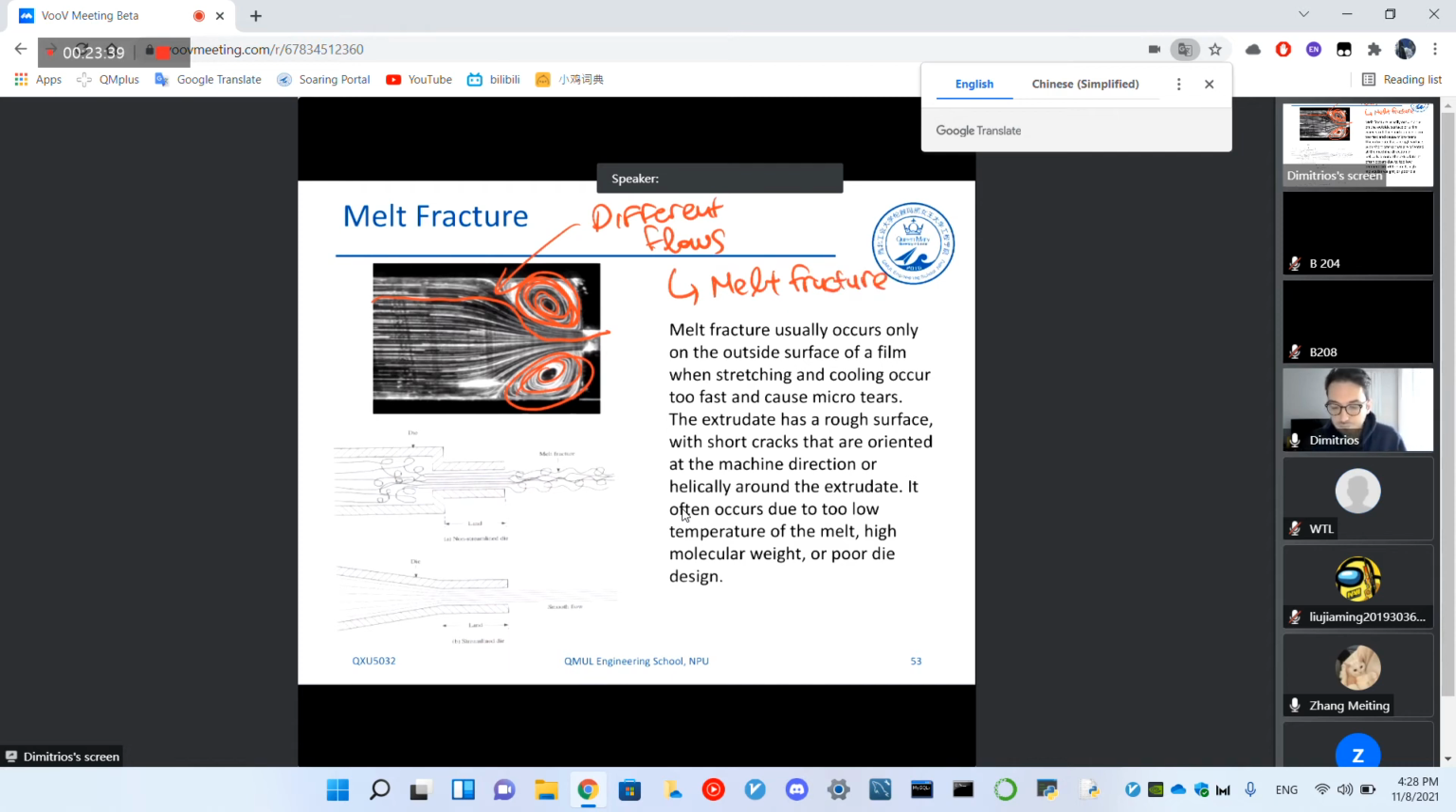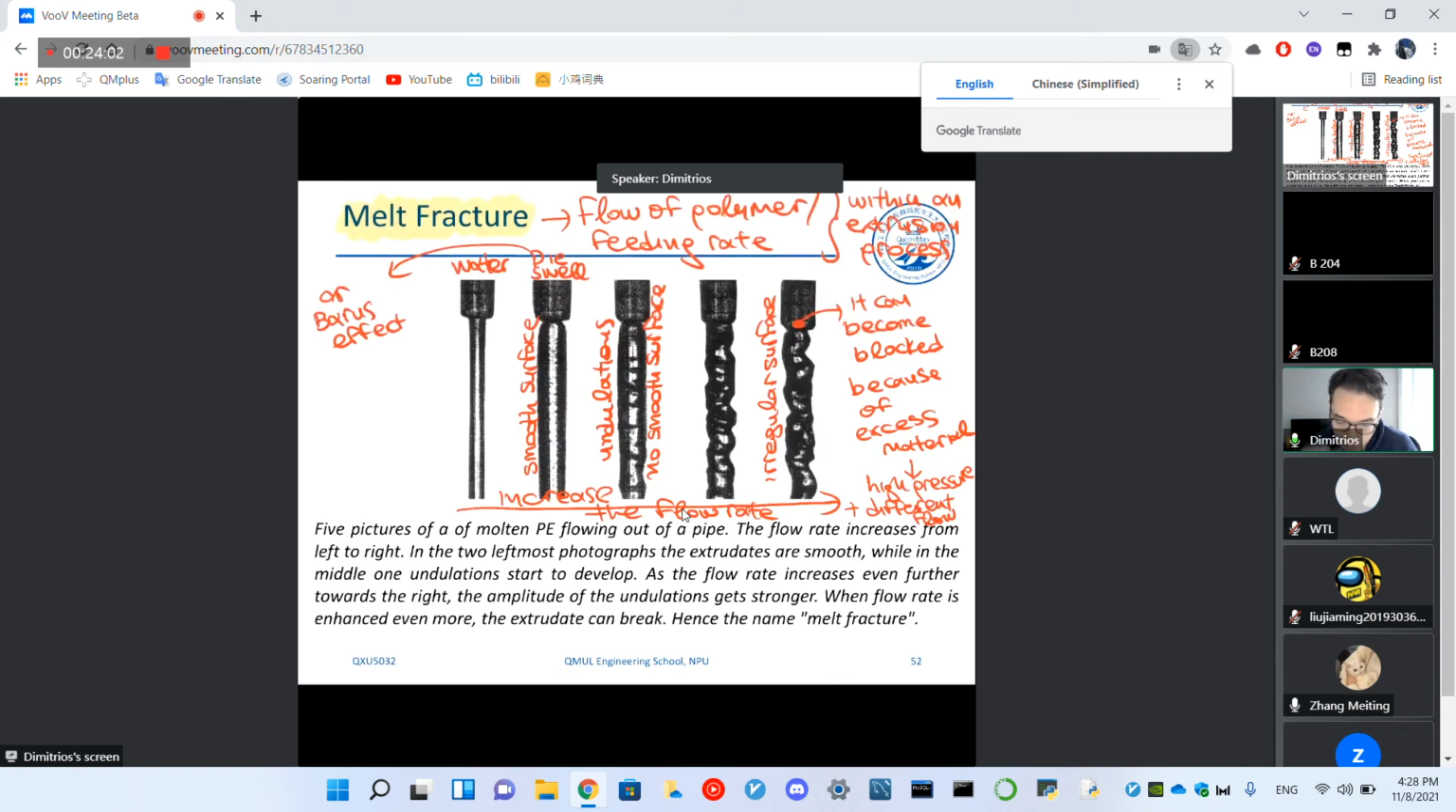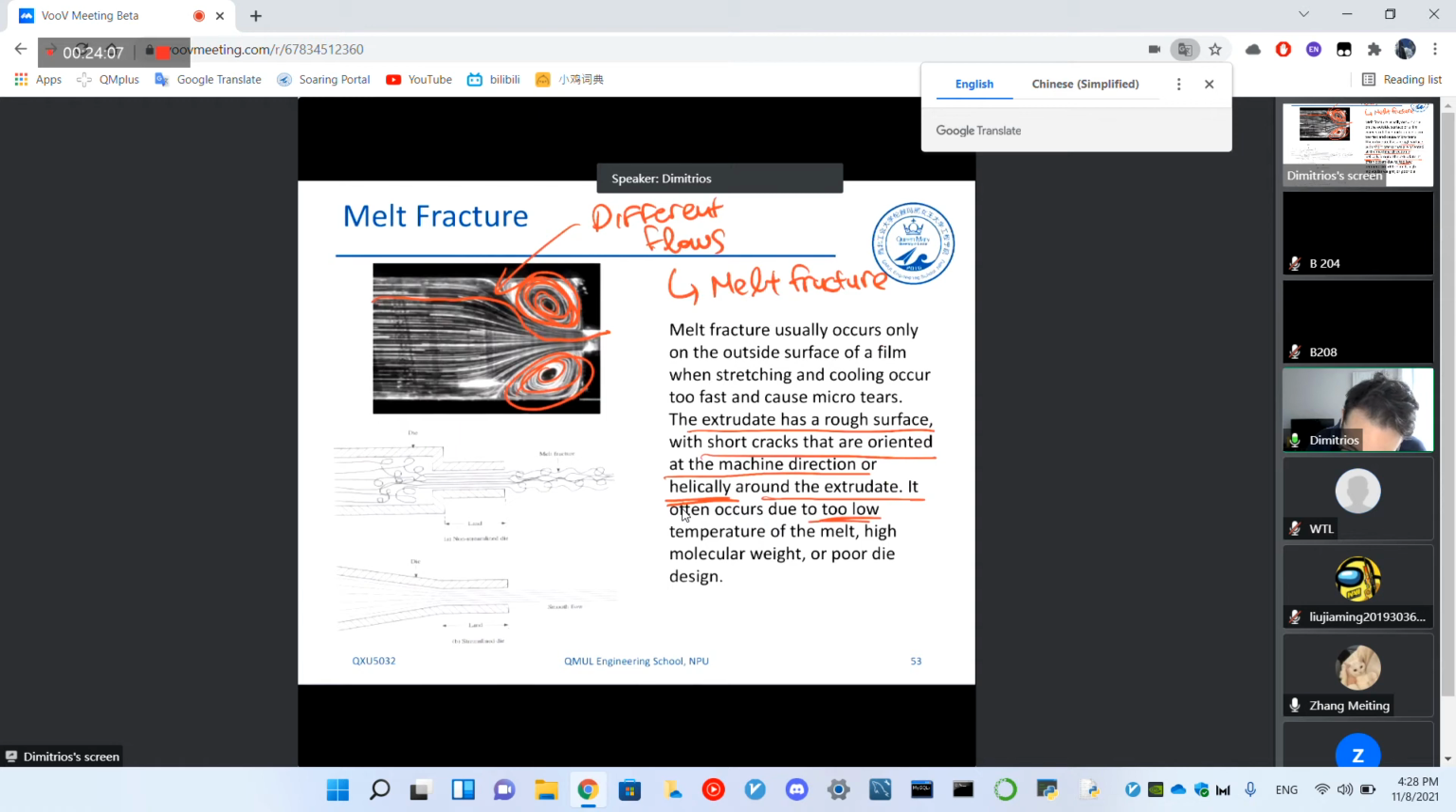We said that the extrudate has a rough surface, with short cuts oriented in the machine direction and helically around the extrudate. As I told you, it can take place because of a very fast feeding rate, very fast extrusion, polymer flow, and also because of low temperatures. The polymer is not melted completely, and because it's not melted completely, it doesn't flow continuously.